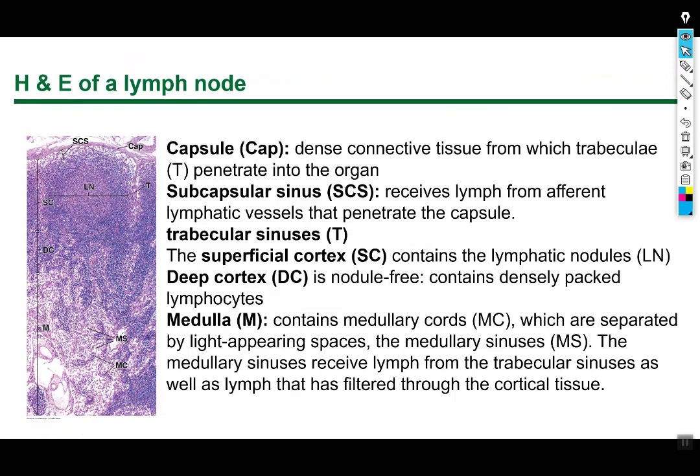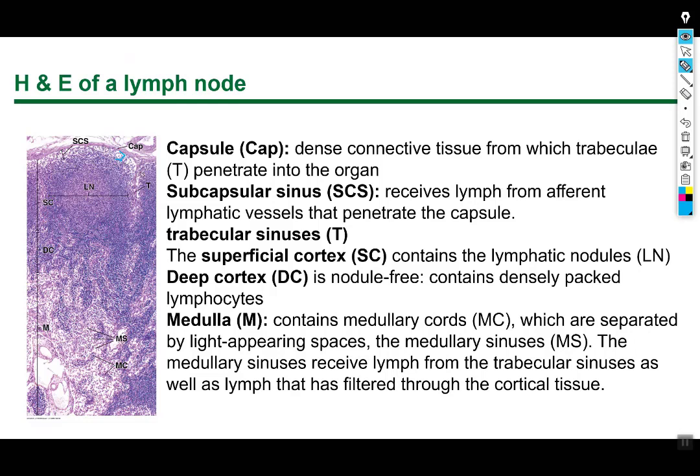So here we have the H&E stain of a lymph node. So we can see that the subcapsular sinus is this little open space between the capsule itself and the tissue. Now, it doesn't mean it's completely empty. It just has a lower relative density of cells than other places.